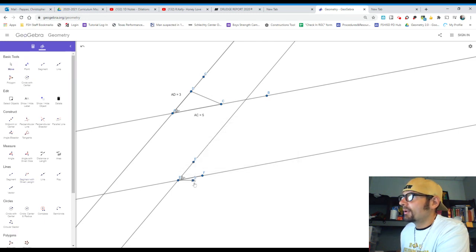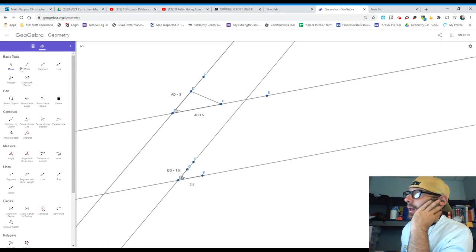And that's going to be this segment EG right here. And so our distance of EG is 1.5. Use the move button to move that out of the way. All right, and then we'll do a line segment through GF.